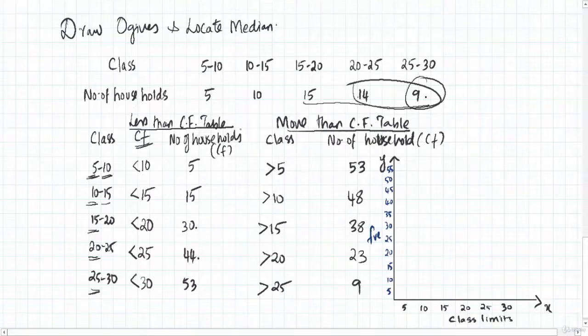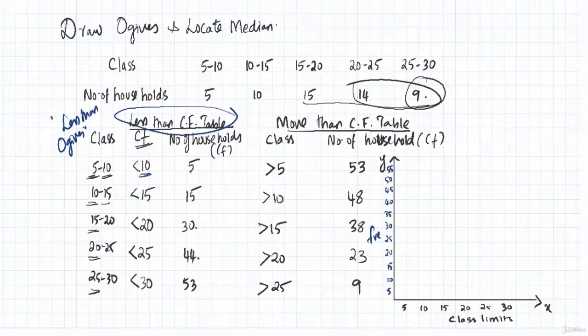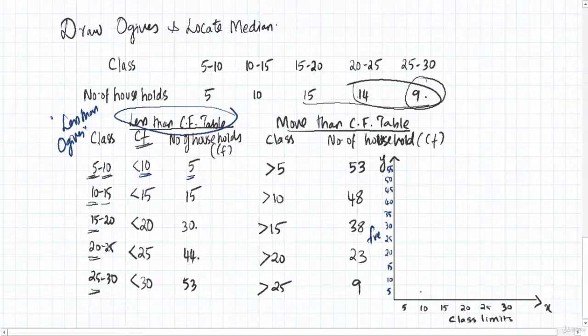So now I should capture all the information. First we'll capture the less than cumulative frequency table. So this is called the less than ogive. So for the less than ogive, when my class is 10, the number of households, that is the frequency, is 5. And when my class is 15, the number of households is 15.